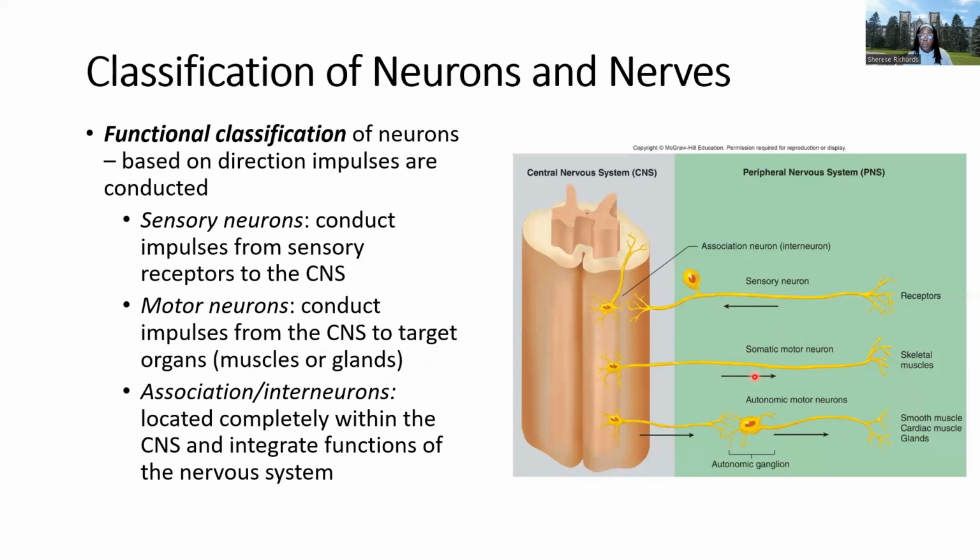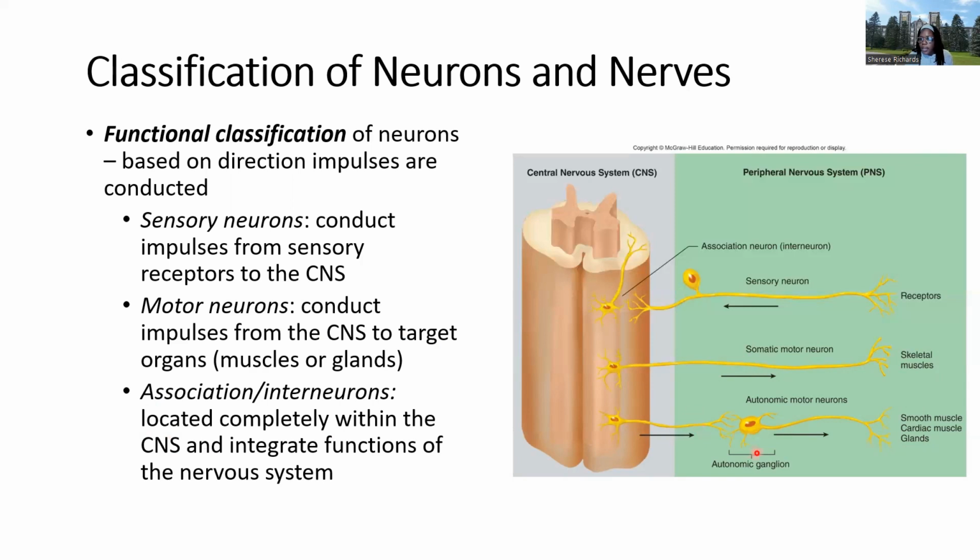Somatic neurons go only to skeletal muscle, or autonomic neurons go to the other types of muscle, smooth muscle, cardiac muscle, and then glands. So we can further divide motor neurons depending on exactly what type of muscle they go to, or if they go to glands. And then the association or interneurons are sort of in between, right?